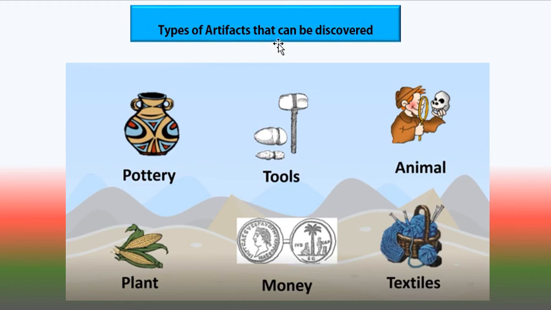What types of artifacts can be discovered? They can discover pottery, tools, plant remains, animal remains, the currency which was used by the ancient people, the textiles which were used by the ancient people. And how do we know what items are discovered? Because whatever they discover, they preserve it and display it in the museums. So this is how we know what artifacts are found. And through the hard work of archaeologists, we come to know from which era and which time period this item has been discovered, and it was in the use of which people.